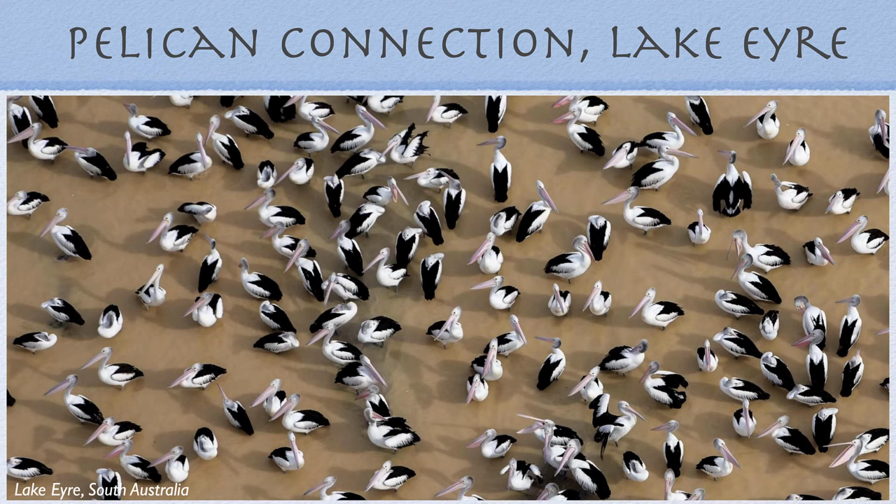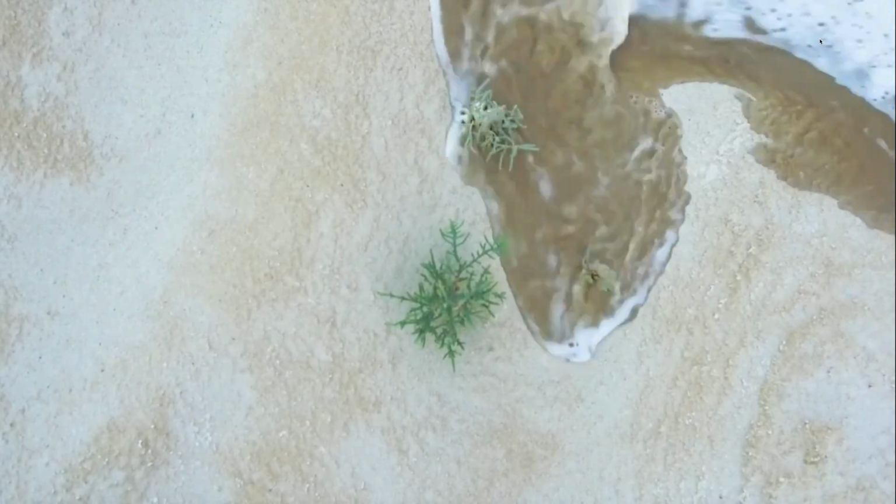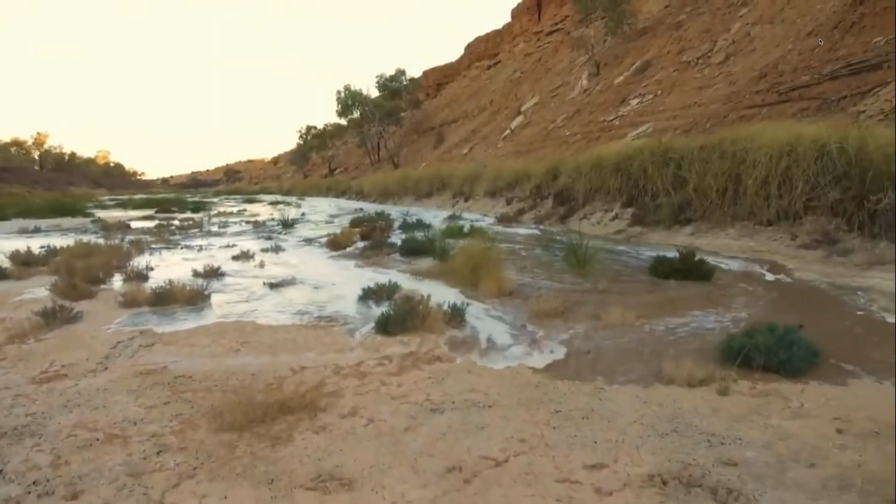So we'll look at one example of this in the 89 to 90 flood, where something like 200,000 pelicans, which is 80% of the total pelican population of Australia, were living in Lake Eyre. And they came there both to feed and to nest. So let's have a little bit of a look at what happens when these lakes flood.